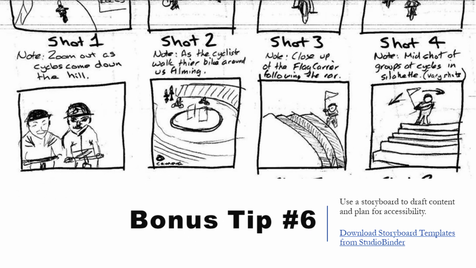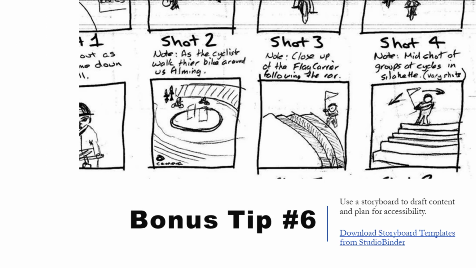Bonus tip number 6. Use a storyboard to draft content and plan for accessibility. As with any content, drafting your plan first helps you create more accessible content. For media, a storyboard is a great tool to think through your visuals and audio before you ever start recording, and you can download storyboard templates from StudioBinder.